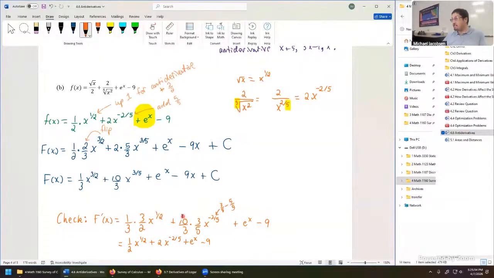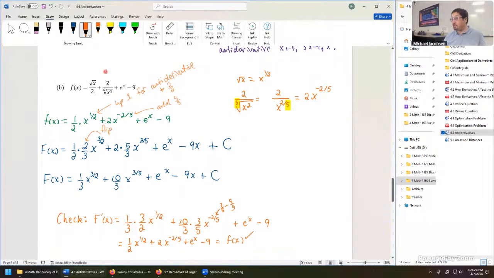Then the moment of truth is, look back up here. We have 1/2 x power 1/2, so these match up. 2x power -2/5, that matches up as well, so far so good. And the rest is the e to the x minus 9. So that actually does equal lowercase f of x. So our work is done on that one. Let's put a small check to say, we did it, folks. That one is complete.